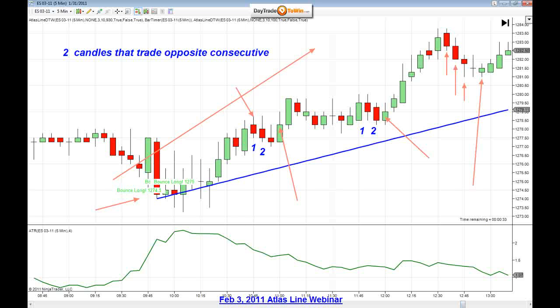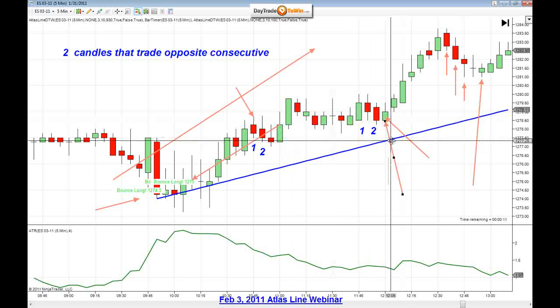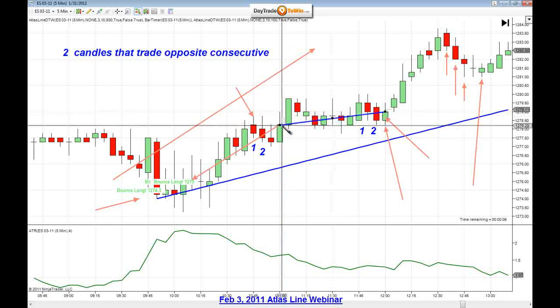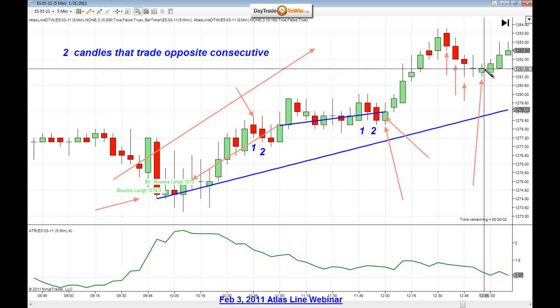James, when you come to the how-to webinar, I'll go over this in more detail, James, but really the essence of it is make sure that your entry is higher than your double bar long, which happened back here, your initial Atlas line entry. And when the next time around we have an Atlas line pullback, make sure that your entry long is higher yet from your previous pullback.